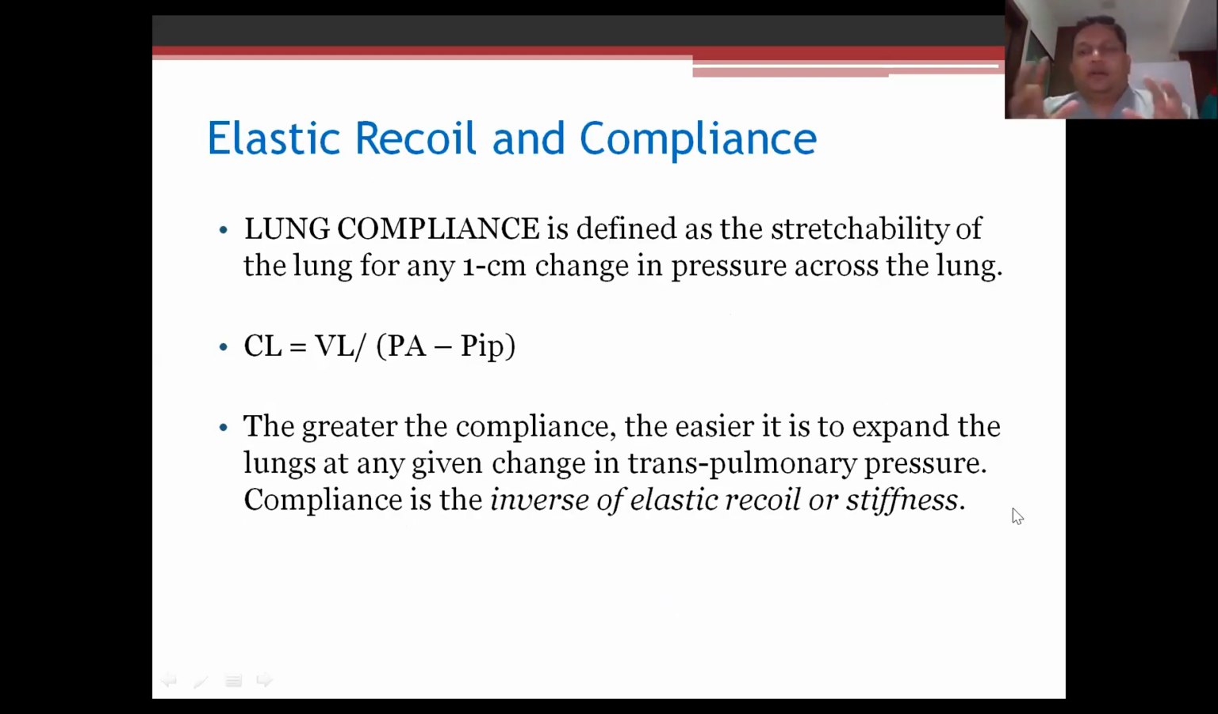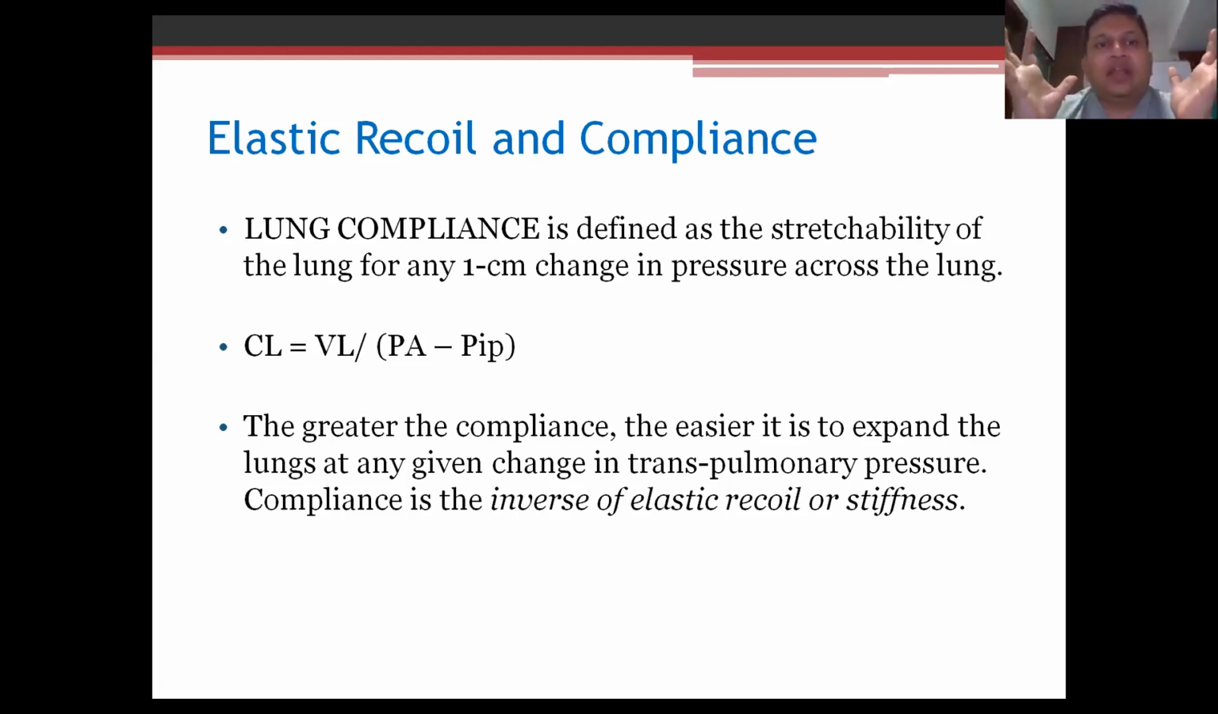Now we will look at some physical properties of the lung, like elastic recoil, compliance, resistance, and some surfactant properties. All these properties of the lung intermingle amongst themselves, and they create an environment in the respiratory system for a patient to breathe normally or abnormally. So first is elastic recoil and compliance. The lung is made up of soft tissue, muscle, the airway, and fluid. All these things have elastic recoil.